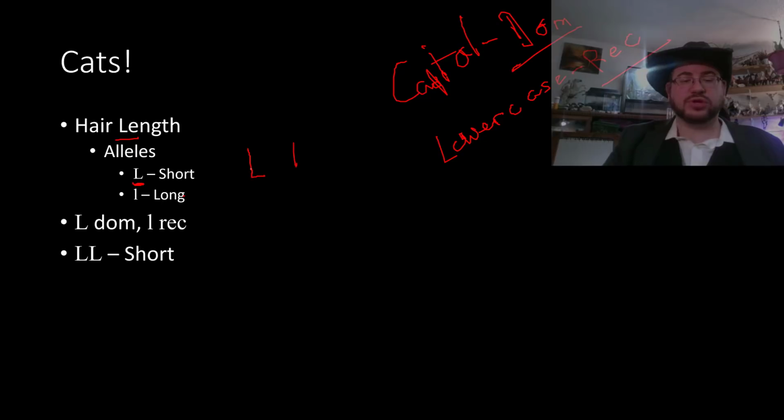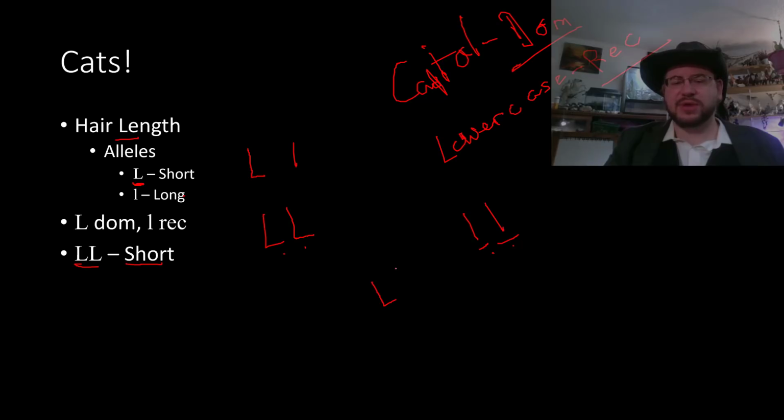So if you have two dominant alleles, it makes sense that you would express short fur, right? You've got two dominant alleles, so the only information you have is for the dominant trait, so you will express the dominant trait. Same if you have two recessive alleles: the only genetic information you have is for the recessive trait, so you express the recessive trait.